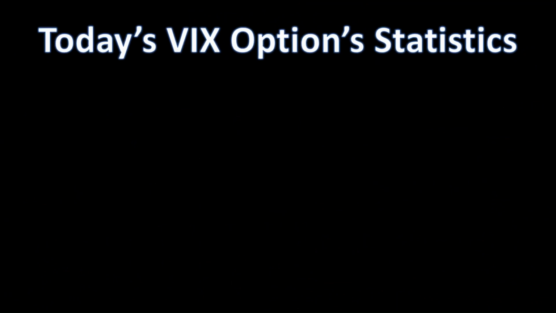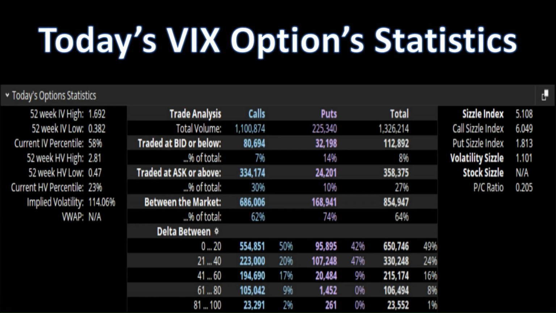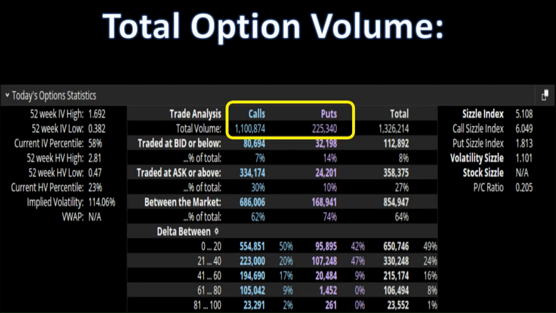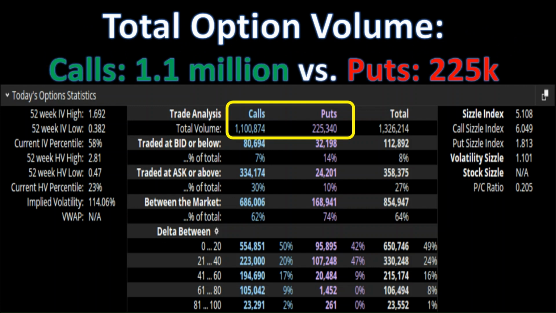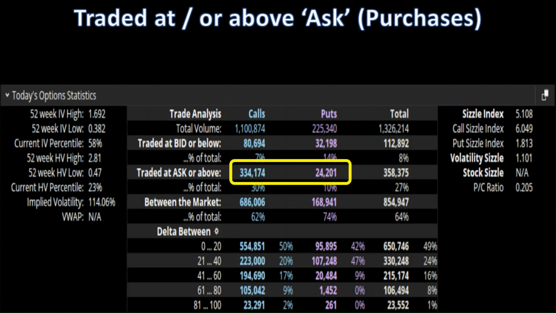Now, today's VIX option statistics, and again, I know at the surface this looks very complicated. It's very simple. We're going to point out just a couple important points here. We have here the calls and the puts. Now, we see here the calls traded. There were 1.1 million calls traded. Again, you buy a call option if you think the VIX is going to go up. There were only 225,000 put contracts purchased.